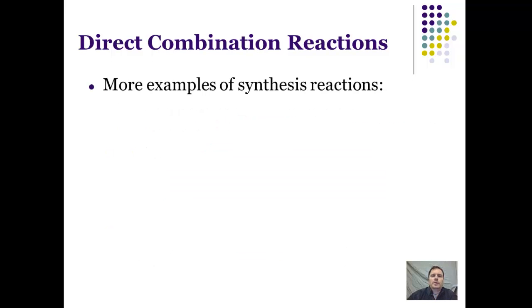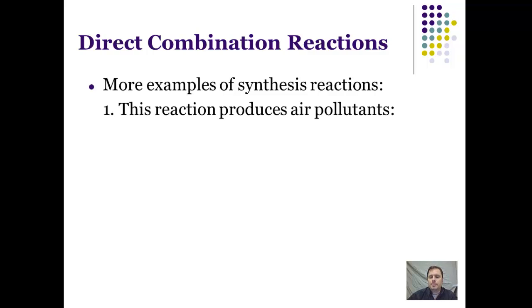Okay, a couple more reactions. First one is a source of pollution. It comes from power plants that burn coal for their fuel. They produce sulfur, which in the air combines with oxygen to give us sulfur dioxide. Sulfur dioxide then later combines with water to give us H2SO4, sulfuric acid, which then leads to acid rain.